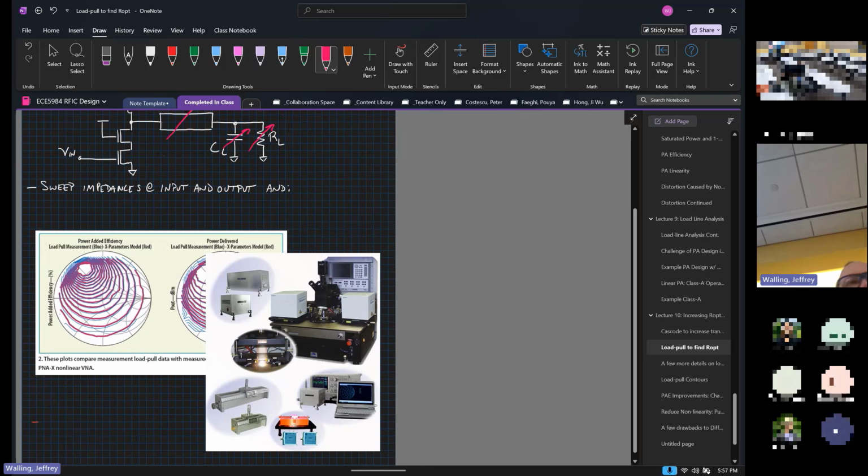And of course, I mentioned doing this at the output. You typically will do this at the input and the output. And as we pull those impedances at the input and the output, we're going to monitor P out, the power that the device is giving us. So we'll know what impedance corresponds to what output power. We're also going to monitor the efficiency, most likely just the drain efficiency here, because we're just doing this for a single device. And we're going to do this at all impedances.